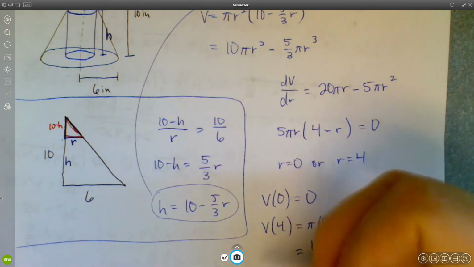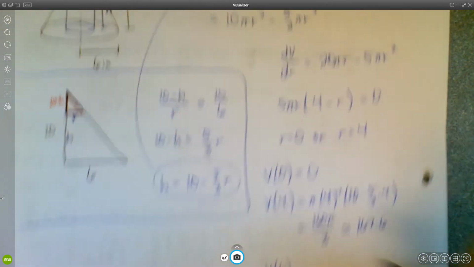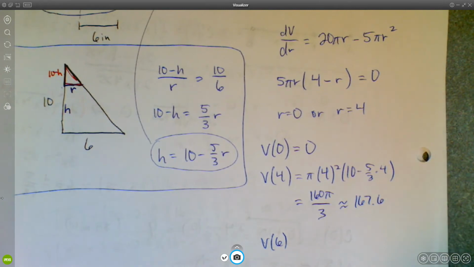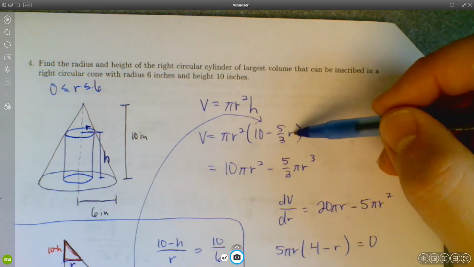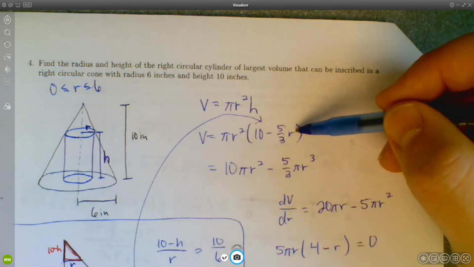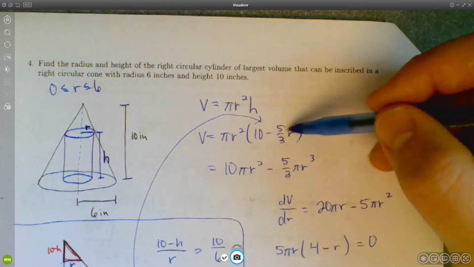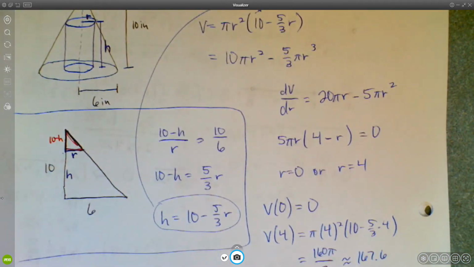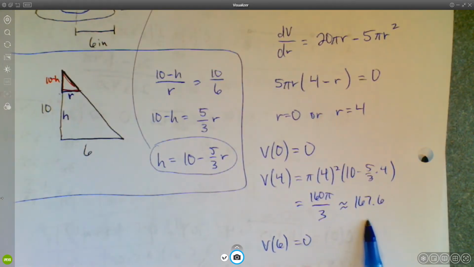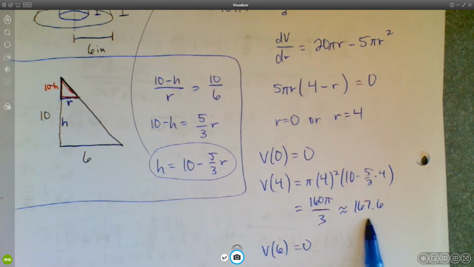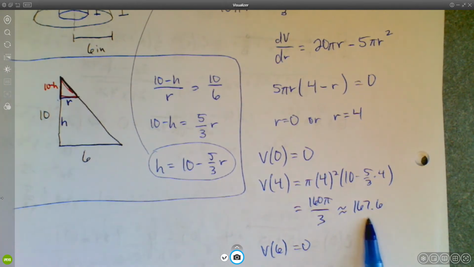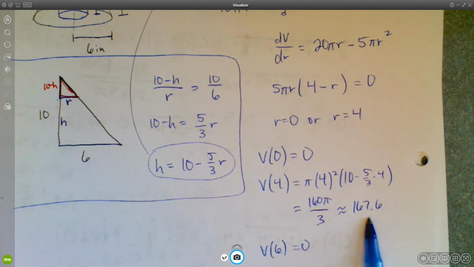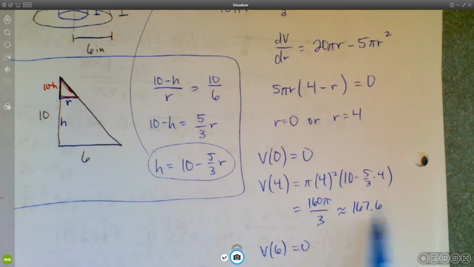Okay, and then what about when r is 6? I suppose you're going to get a volume of 0 again, right? Yeah, because notice that if you plug in 6 here, the 3 will cancel a 3 and leave a 2. 2 times 5 is 10, and 10 minus 10 is 0. So you're going to get 0 again. So obviously, the cylinder of maximum volume is going to be 167.6-ish cubic inches, and that happens when the radius is 4 inches.